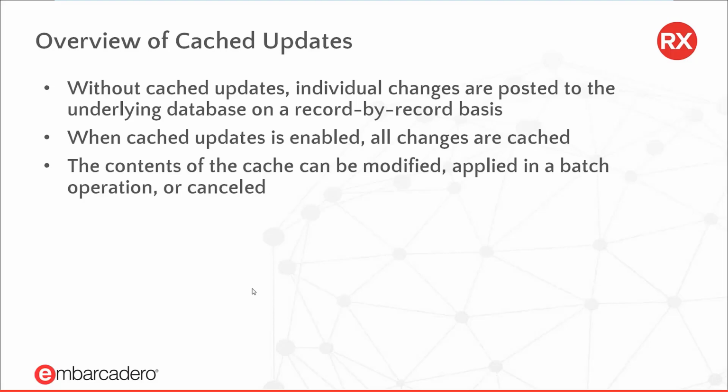So if you're not using cached updates, what happens is that records are written to your underlying database one at a time. As you post individual changes, that data is immediately applied to the underlying database. So if you insert a record, after you leave that record or you call post, the record's inserted right then into the underlying database. When you turn cached updates on, you can edit one or more records and nothing goes down to the database. It's all in memory. It's kept in cache. And it's not written to the underlying database until you call apply updates.